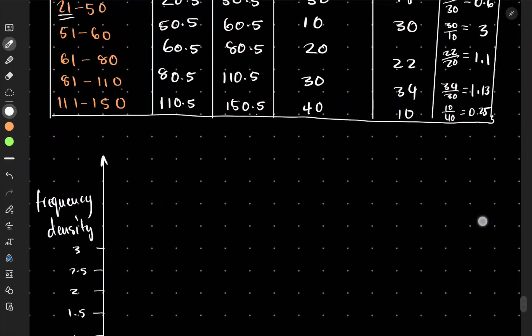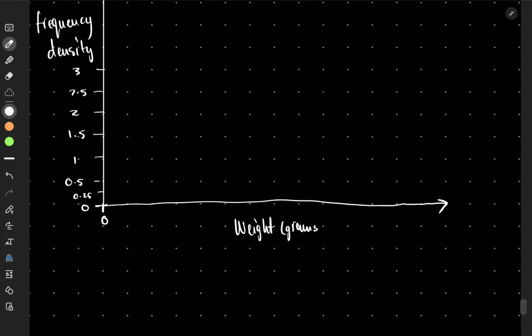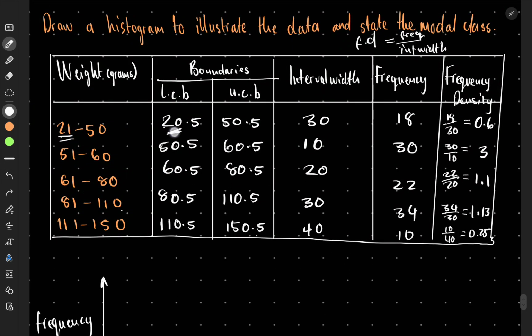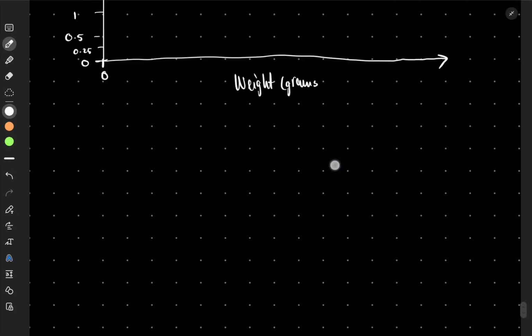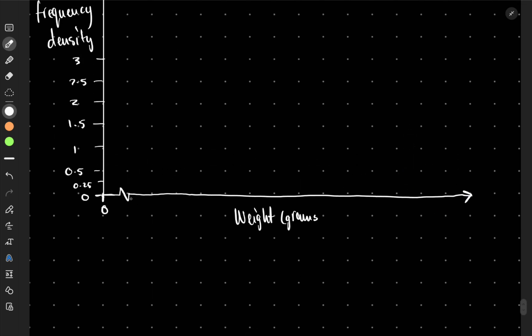Now, what am I going to do? I will then put the values on the x-axis. So weight is in grams. Where is it starting? Well, my boundaries are starting at 20.5, not at 0. So in that case, I don't have to put 0 all the way to 20.5 because there's going to be nothing. So I'll just put it like this. It starts at 0, it moves a bit, then I put a zigzag to show that I'm going to skip. Okay? Now the next part would be 20.5.